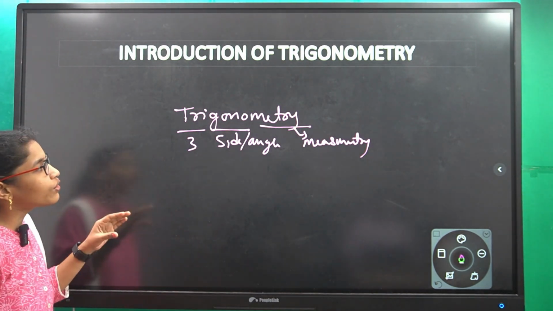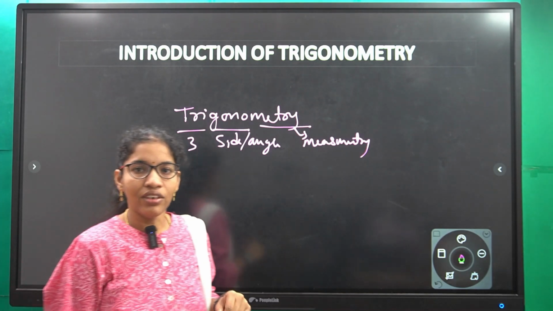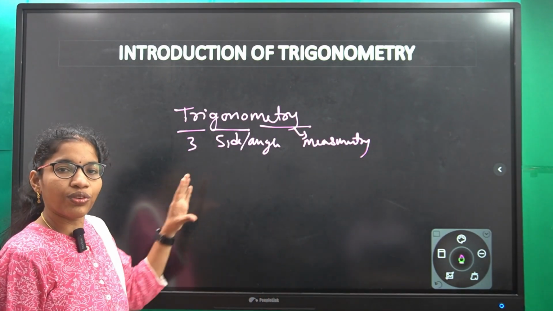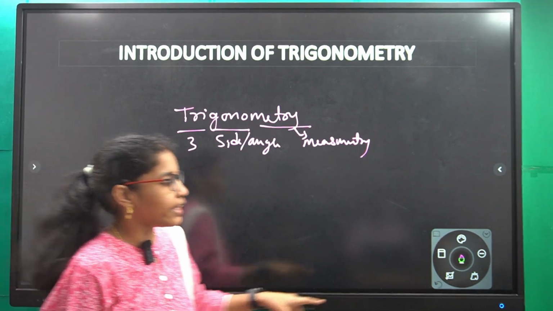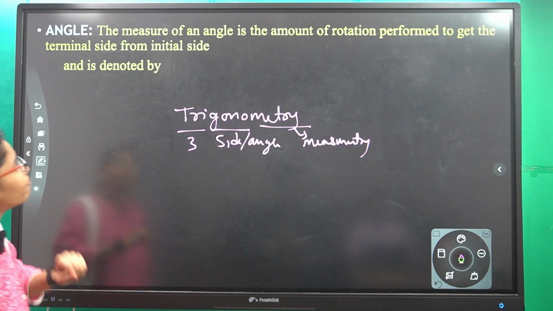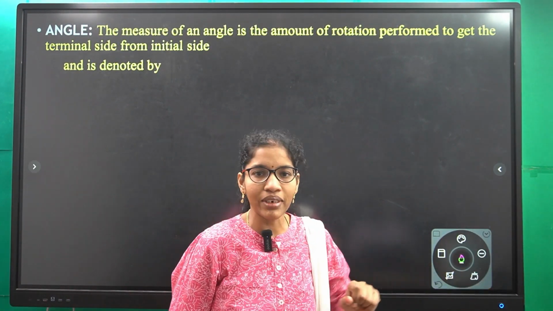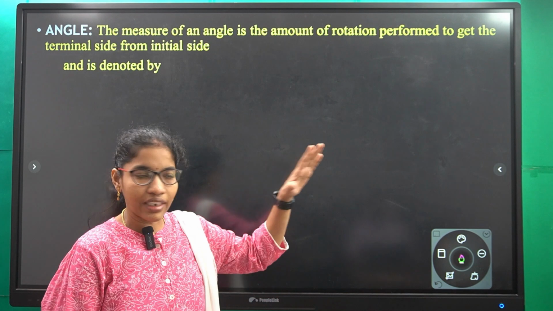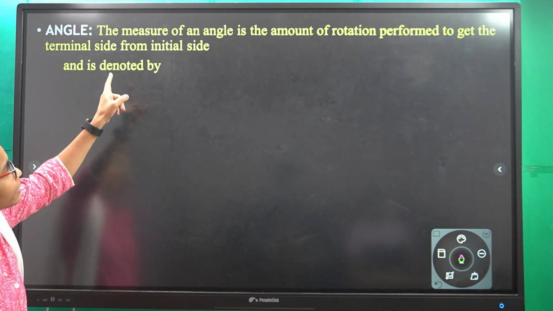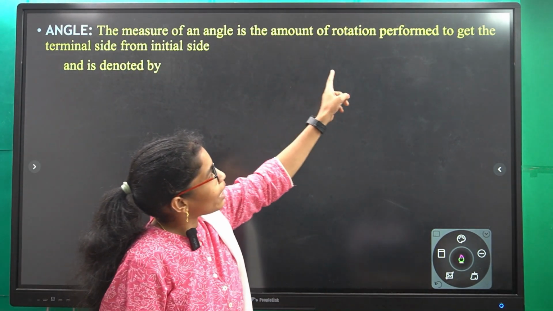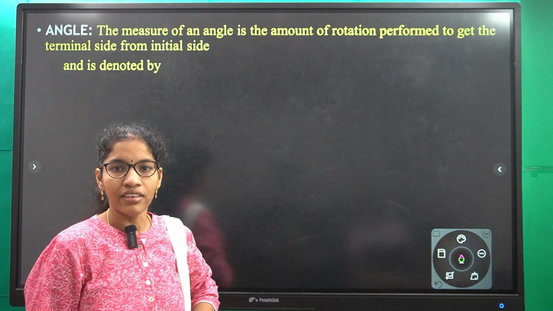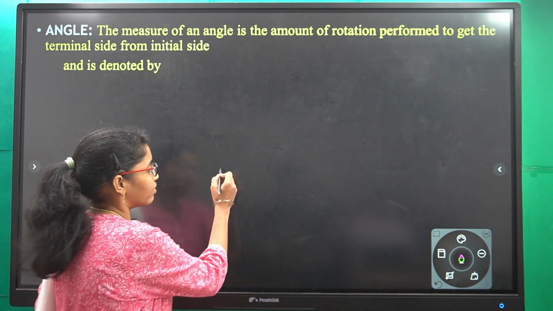Before going to learn about trigonometry, you have to know about the angle, because we are measuring the angle, right? First you have to know the properties of an angle. So what is meant by angle? Angle is nothing but an inclination between any two lines or any two planes, right? The measurement of an angle is the amount of rotation performed to get the terminal side from the initial side.